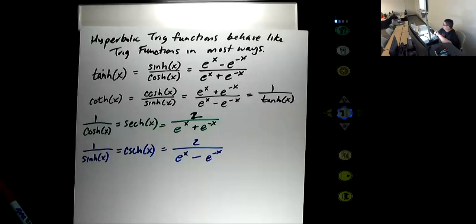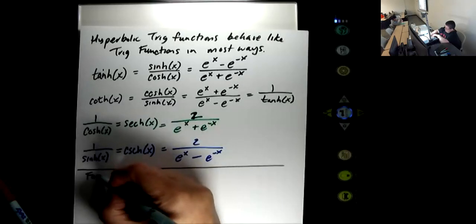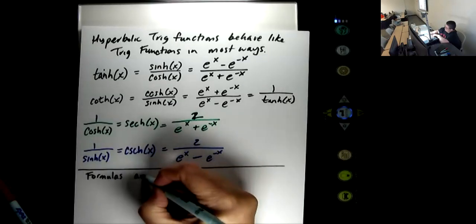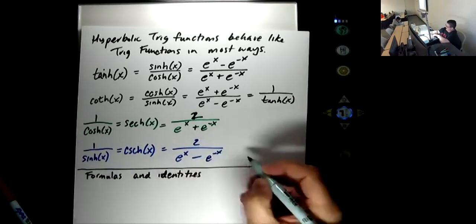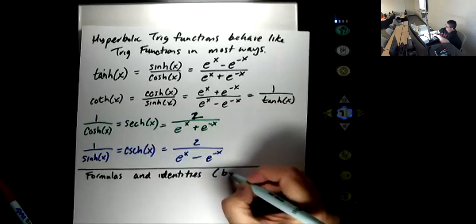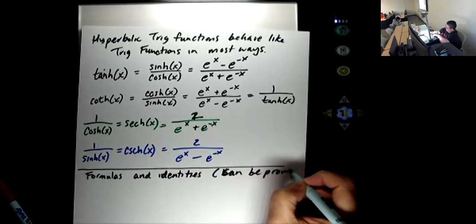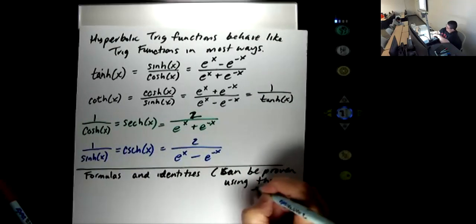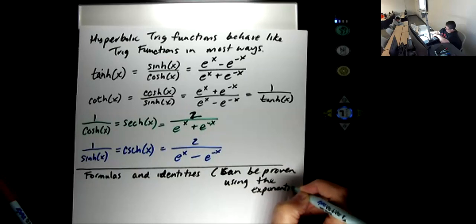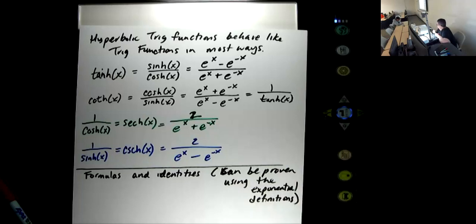All right, so formulas and identities with these things. They can all be proven using the exponential definitions of them. We're going to do it for one of them, just to illustrate it.